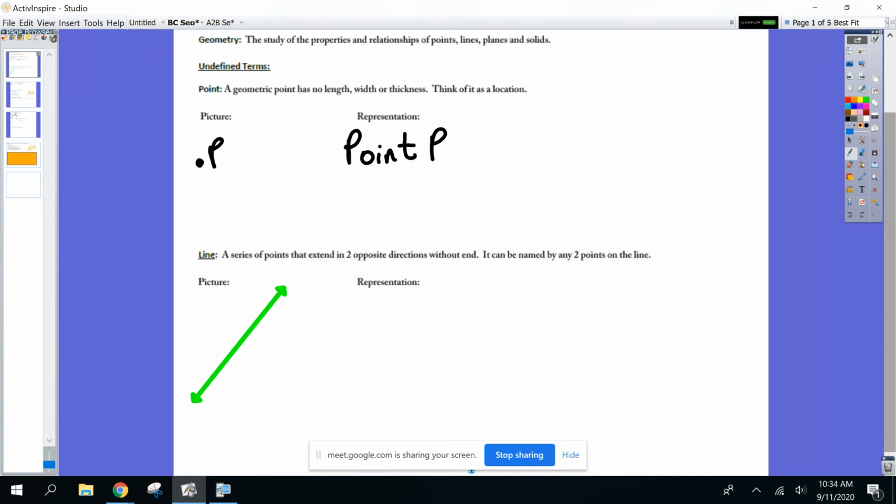Well, what happens when I put a bunch of points together? I get what's called a line. And it's important when you draw the picture of a line, it has to have the two arrows on it. If you take the arrows off, it's called a segment, which we'll get to later on in the year. If you leave one arrow on, it's called a ray. That's something else we'll get to. You got to have both arrows on the line. On the line, you're going to see points, because the way you create a line is put a bunch of points together.